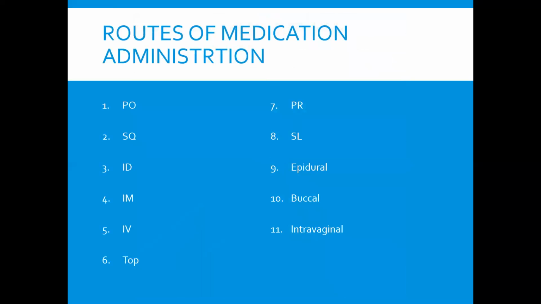Routes of medication administration. So make sure you understand the different routes. So PO means oral, SQ means subcutaneous or into the fatty tissue, ID is intradermal or under the skin, IM is intramuscular into the muscle, IV is intravenous into the vein, TOP or top is topical. It could be a salve or patch. PR is per rectum or usually known as suppository. SL is sublingual or under the tongue. Epidural is into the spinal fluid. Buccal is into the cheek. And intravaginal is inside the vagina.